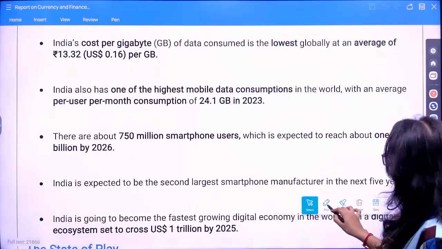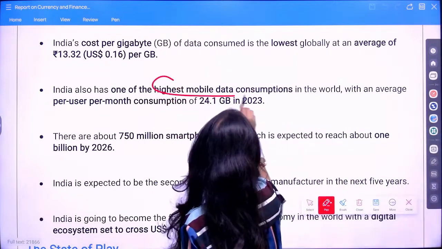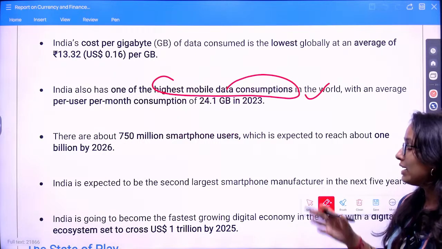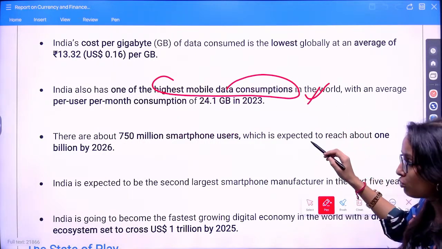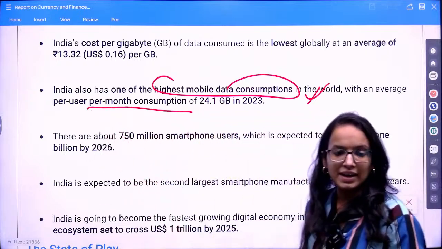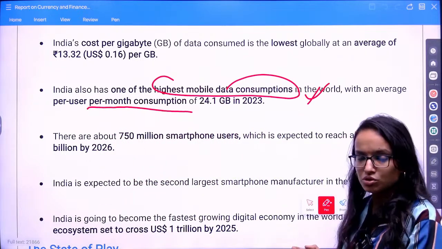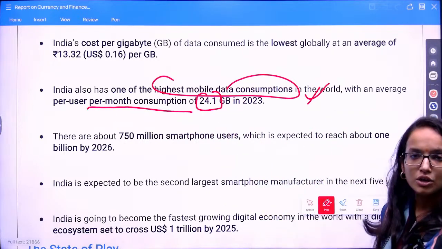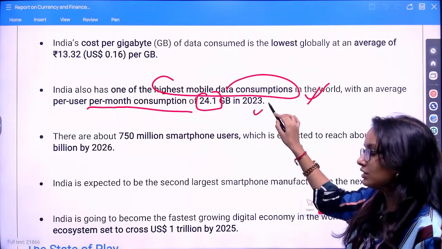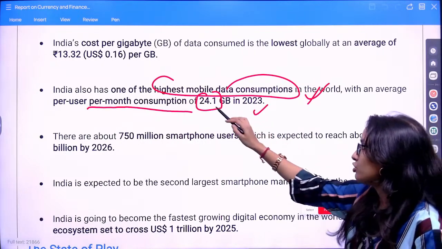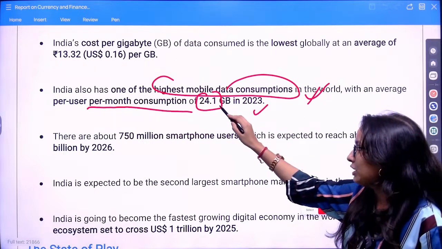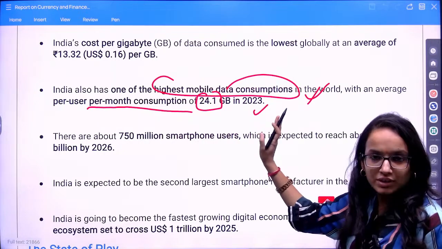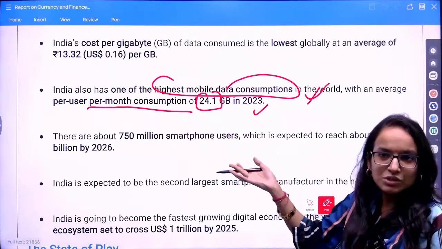Next thing, India also has one of the highest mobile data consumptions in the world, with an average per user per month consumption of 24.1 GB in 2023. You can remember it like this: 24.1 GB in 2023. You reduce 0.1, or you reduce 1 from 24 and then you get 2023, or add 1.